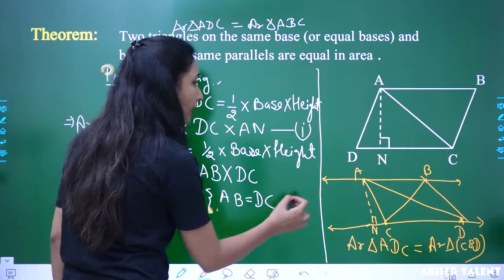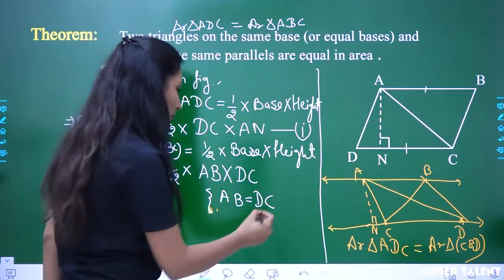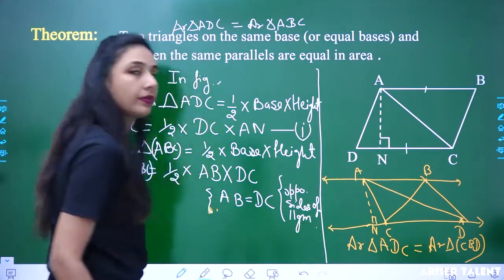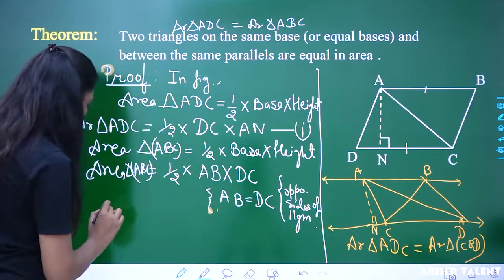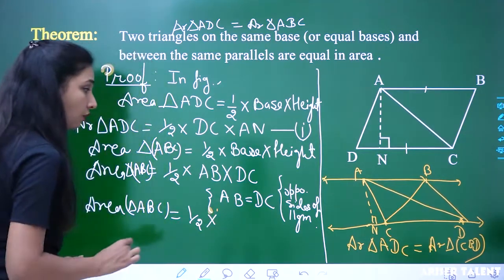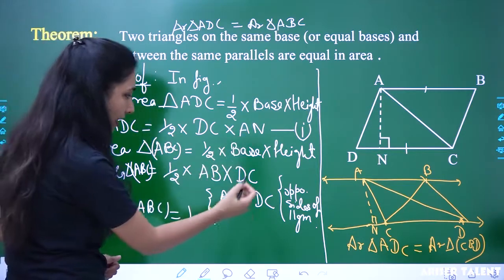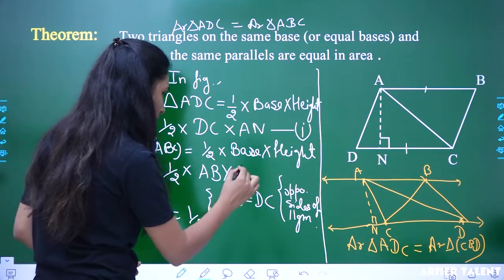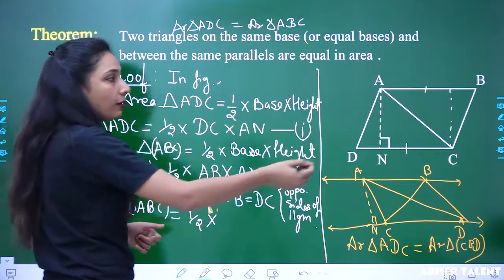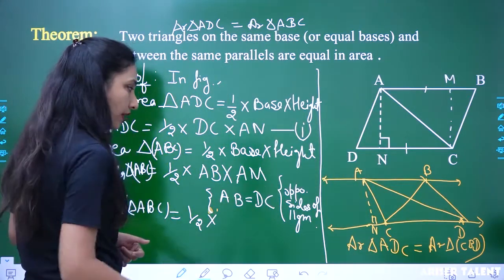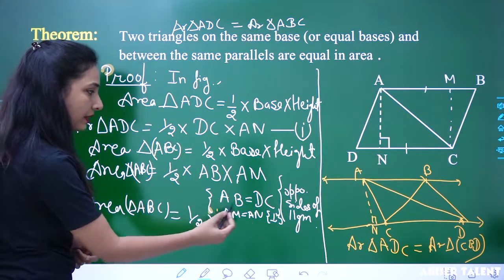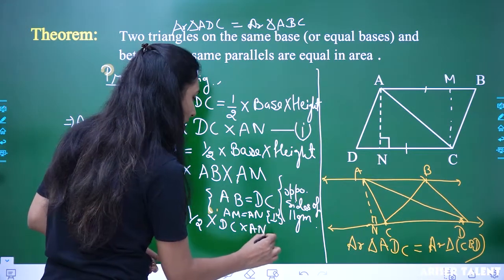Now AB is equal to DC. Why? Opposite sides of a parallelogram. Now, AB equals DC, so you can just put it here. Area triangle ABC is equal to half multiplied by AB. Now, AB is the base here and the perpendicular is AN, so here it will be also the same, AN. You can have a point M here also, so you can write AM, and AM is equal to AN, because they are both perpendiculars. So you can write AB equals DC here and AM equals AN here. That is equation number 2.